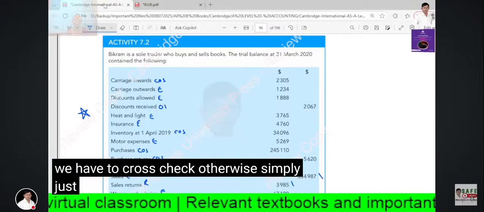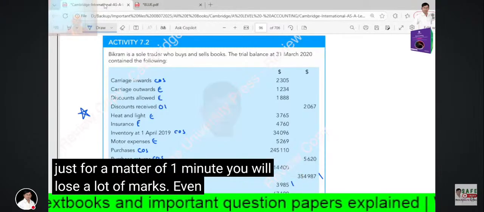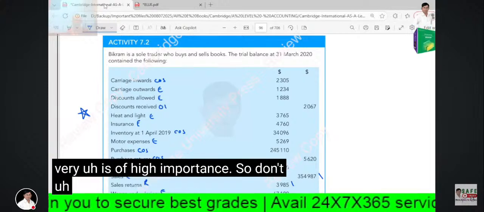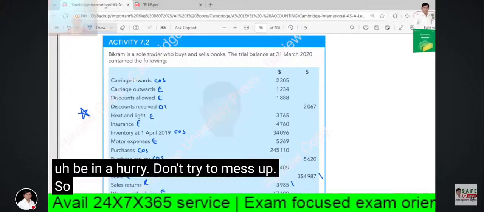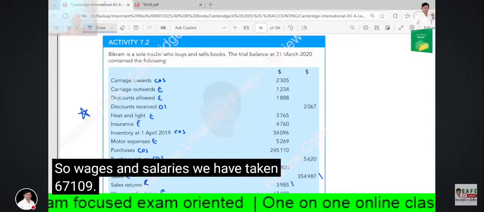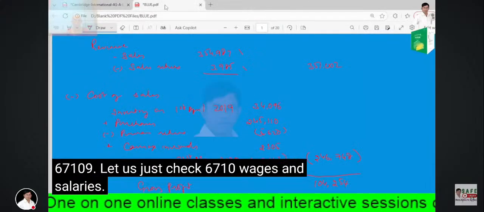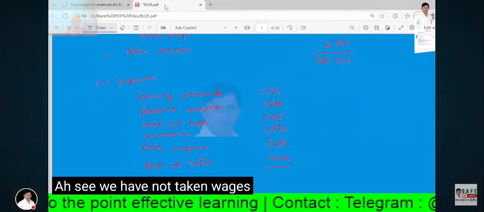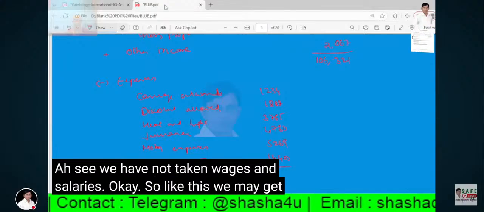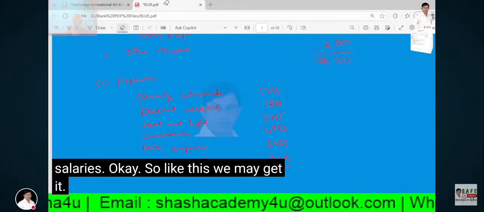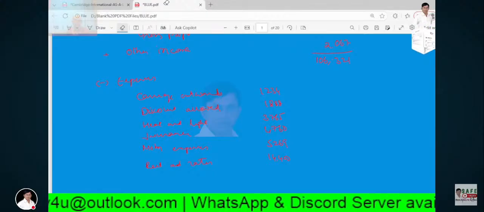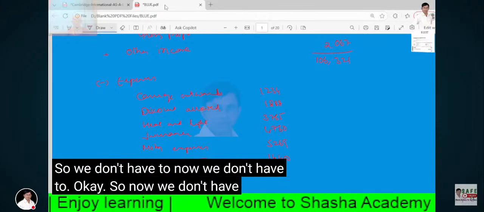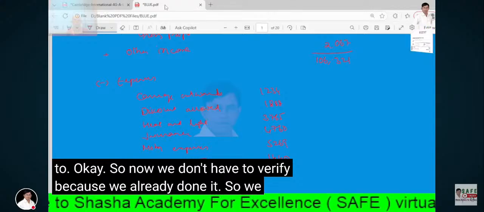Otherwise, simply for a matter of 1 minute, you will lose a lot of marks. Even 1 mark is of high importance. So don't be in a hurry. Don't try to mess up. So wages and salaries we have taken 67109. Then let us just check wages and salaries. See, we have not taken wages and salaries. Okay. So like this, we will get it. We don't have to verify now because we have already done it. So we found wages and salaries.